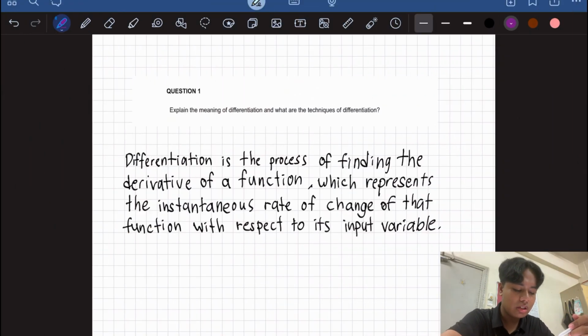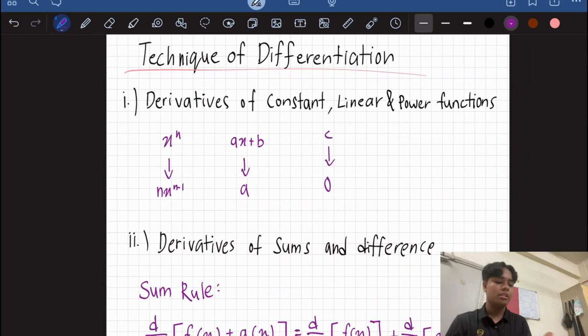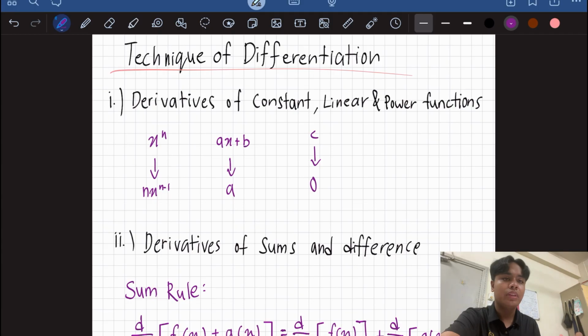For the first question, explain the meaning of differentiation and what are the techniques of differentiation. So, differentiation is the process of finding the derivative of a function, which represents the instantaneous rate of change of that function with respect to its input variable.